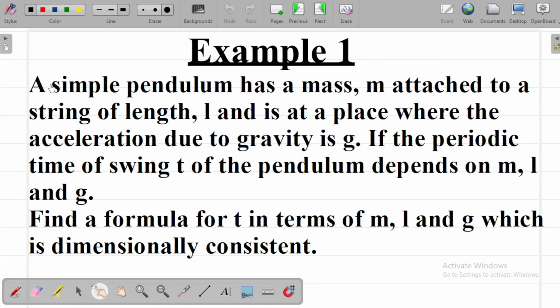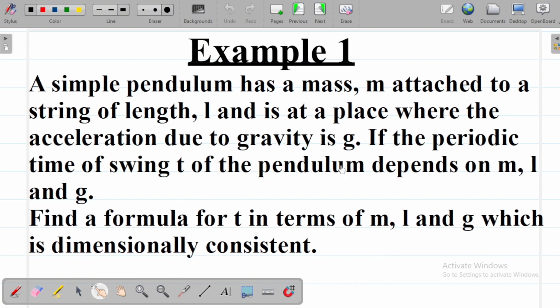Example 1. A simple pendulum has a mass m attached to a string of length L and is at a place where the acceleration due to gravity is g. If the periodic time of swing t of the pendulum depends on m, L, and g, find a formula for t in terms of m, L, and g, which is dimensionally consistent. So in this question, we are asked to find a formula that relates t, m, L, and g together, and the formula must be dimensionally consistent.